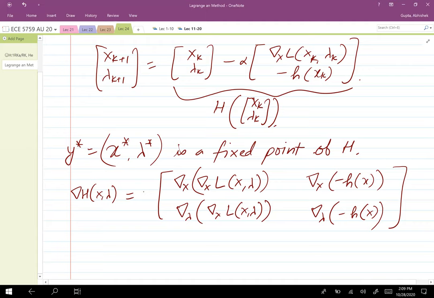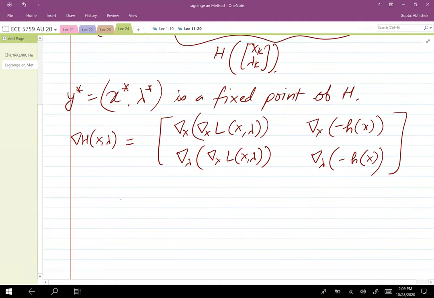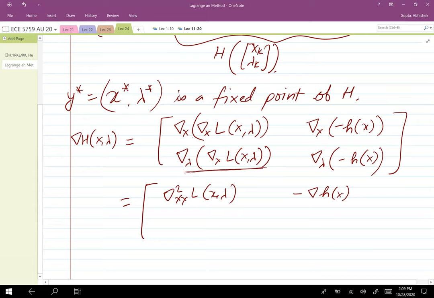Okay, now what would the expression be? So this would be the second derivative of the Lagrangian. This would be minus gradient of hx. The gradient of lambda, gradient of x of L(x, lambda), what would this expression be equal to? So you're taking the derivative with respect to x, and then you're taking the derivative with respect to lambda.